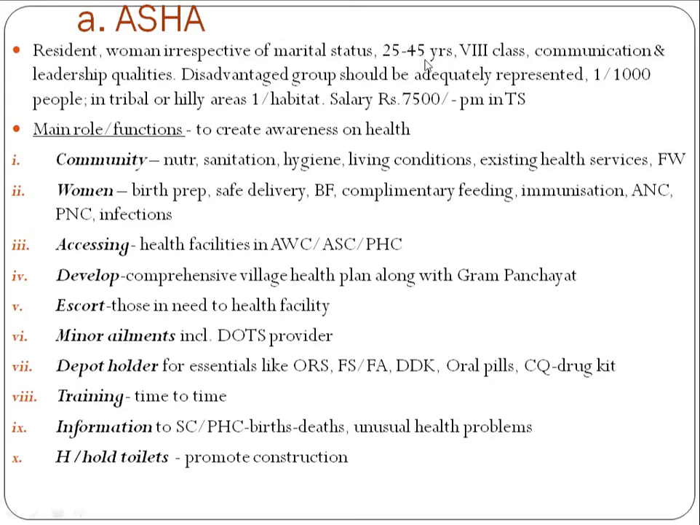She is between 25 to 45 years of age. Minimum class 8 pass. Communication and leadership qualities should be there. And she should be from a disadvantaged group, so that she can relate to those communities in a much better fashion. I already told you the ratio should be one ASHA worker per 1,000 people in a village. So if there are more than 1,000 people in a village, there should be more than one ASHA worker. In tribal or hilly areas, the ASHA workers are one per habitat. The salary of ASHA workers is rupees 7,500 per month in our state. It varies from state to state because health is a state function, and there are many states which pay much lower than Telangana.